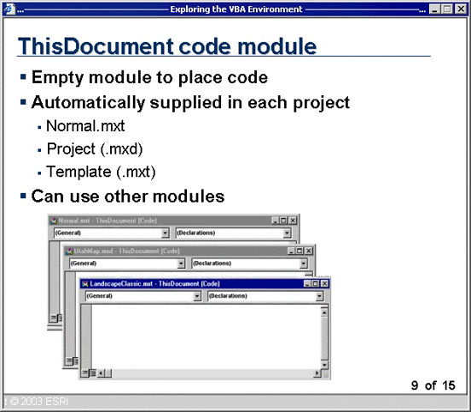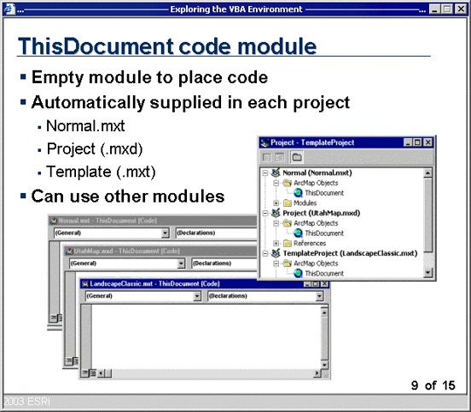So now we know the different types of projects, or our customization environments, that we will see within our Project Explorer. We know that each project is going to store different modules. In this seminar, we will just be discussing the This Document Code module. It's just a standard code module that is going to be an empty window for you to place code. It will automatically be supplied within each project. So you're going to see it within the Normal.mxt, your current project, and if you're working with the MXT. We can also use other modules. So we can insert new standard modules if we like. But the This Document Code module is nice because it automatically comes for us. So we can automatically paste our code in there.